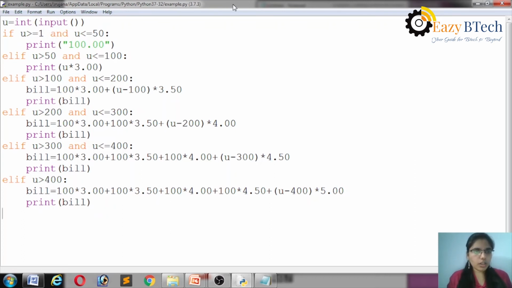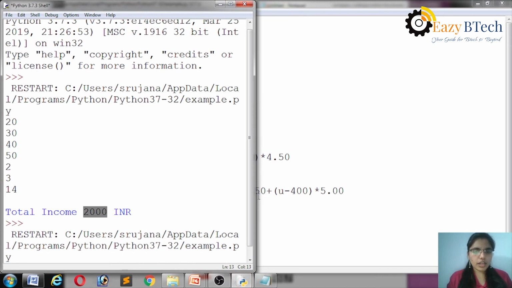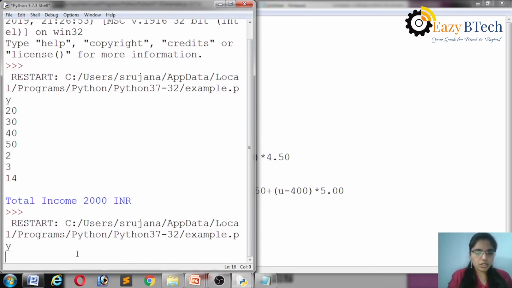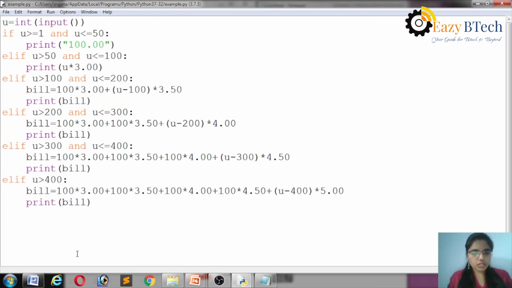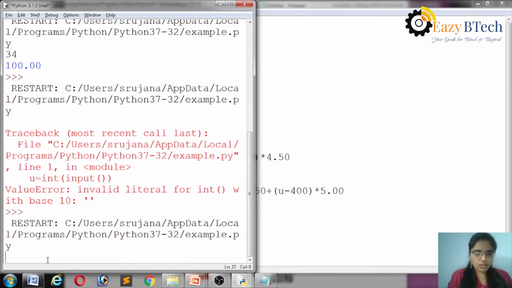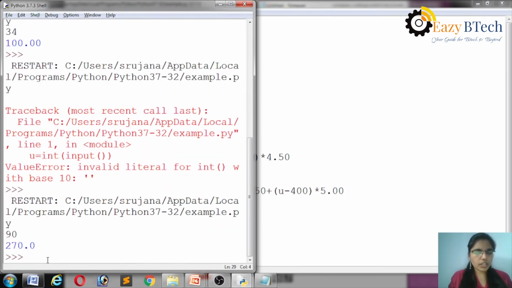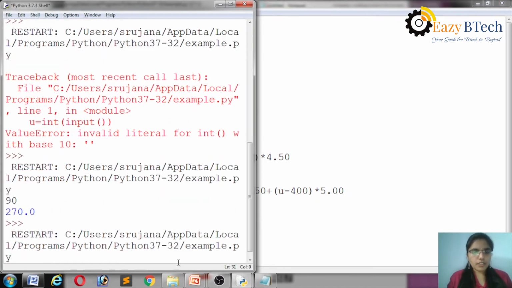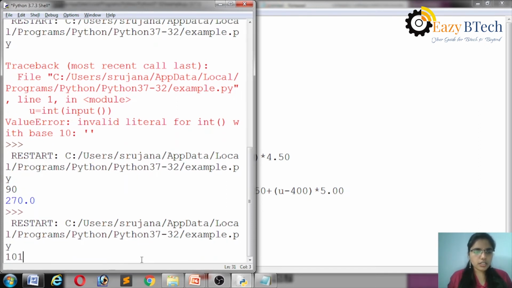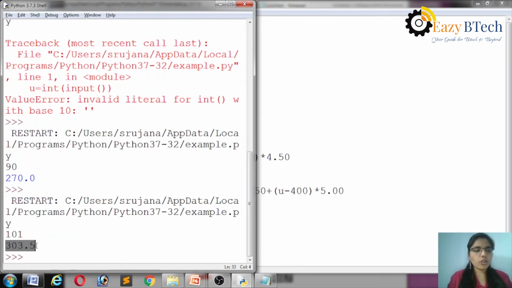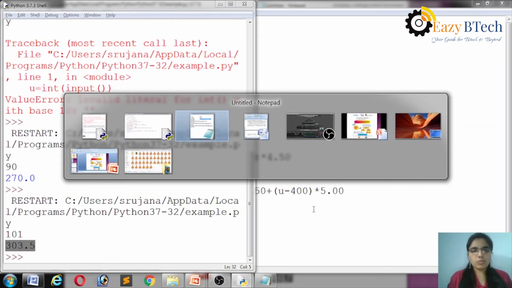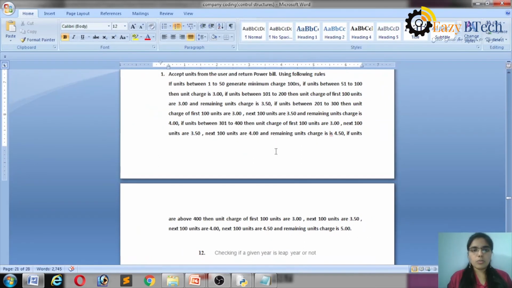Okay, let's execute this program. If I enter a minimum number, 34, the charge is 100 rupees. If I enter 90, it means 90 into 3, 270 is the answer, like this. Okay, if I enter 101, the first 100 is multiplied with 3 rupees, 300 plus 3.50 is the answer, 303.5. Okay, this is the example program, power bill calculation. Let's move on to the next example program.